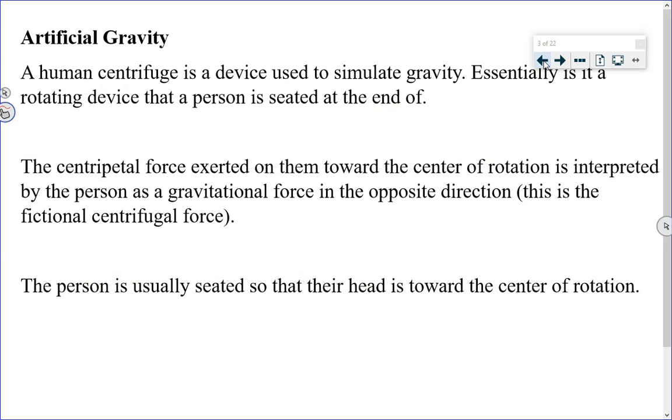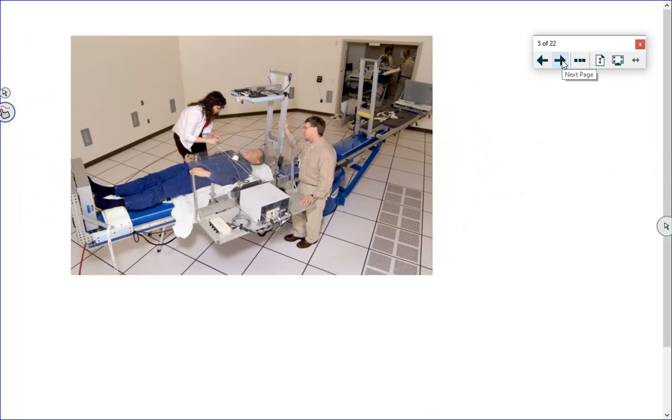Usually the person is seated, but sometimes they're standing up. So here is an example of a human centrifuge that they use for training, for medical training, for pilots. And this thing is going to end up rotating very, very rapidly around that central axis. And the result is that this person's feet will be pushed towards the center by that centripetal force, and they will feel weight.